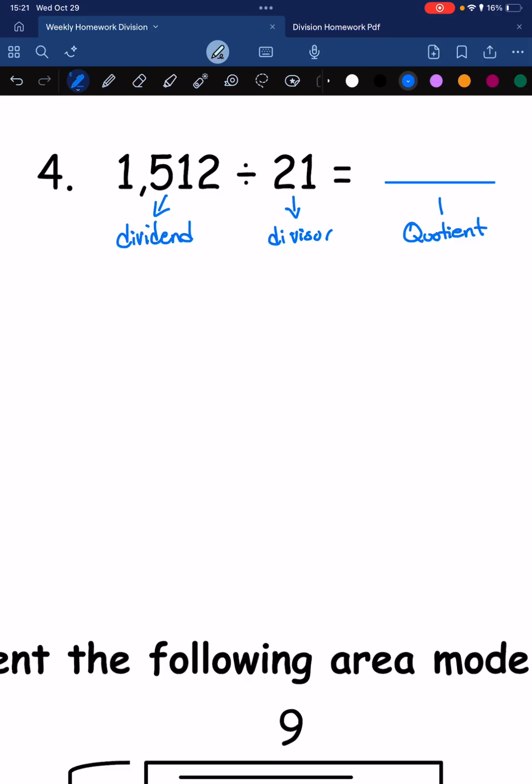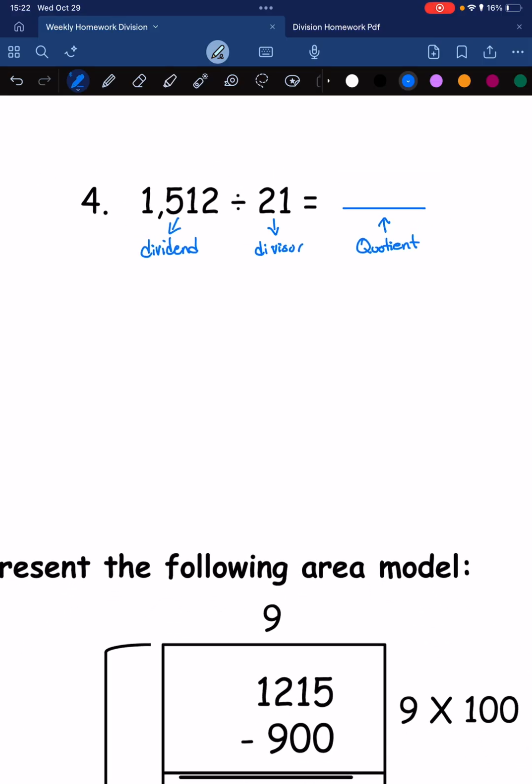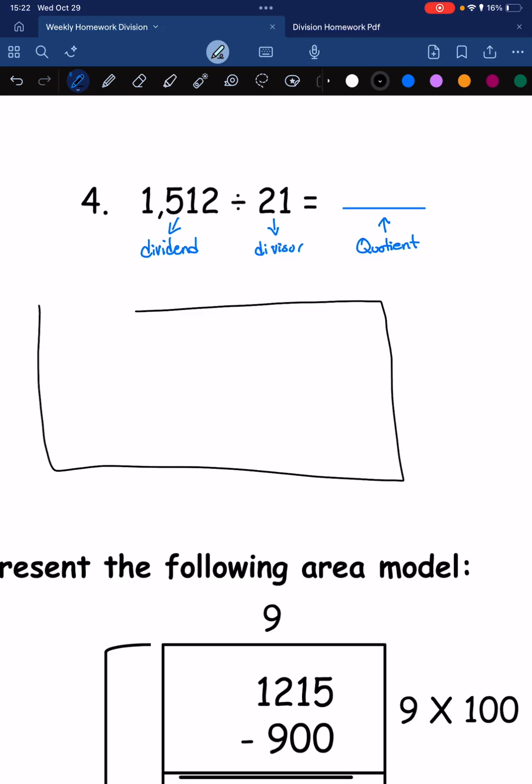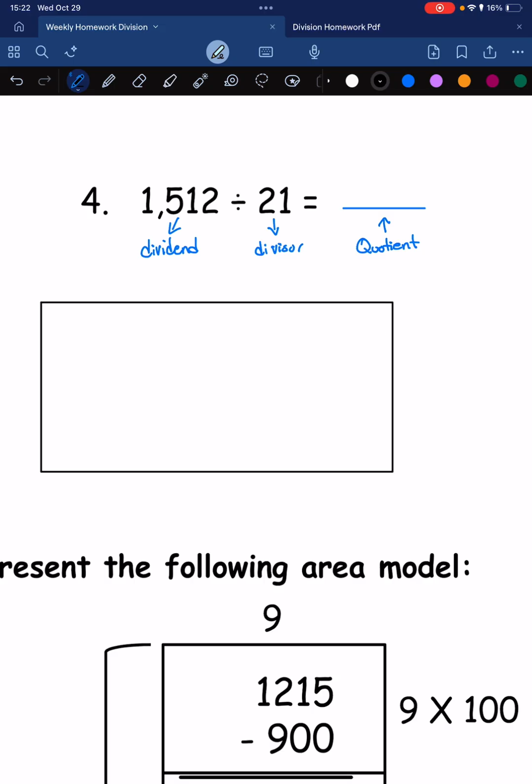Okay. And we don't have any divisibility rules for the number 21. We don't have any, right? And that's okay. So let's just draw our area model out. I'm going to draw at least 3 boxes here, just in case I have to extend this out a little bit more, I'll still have my 3 here.